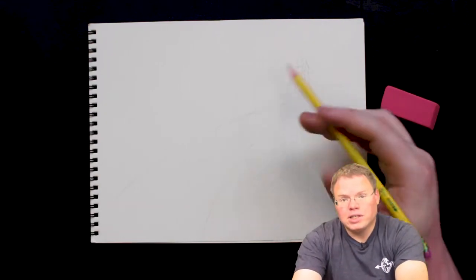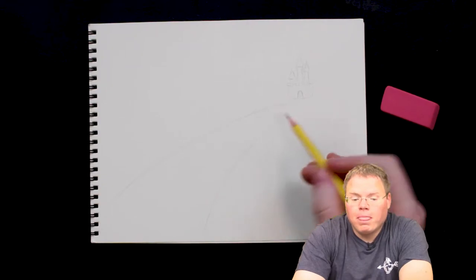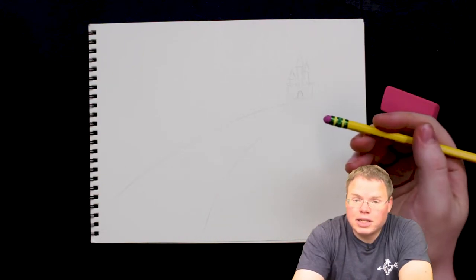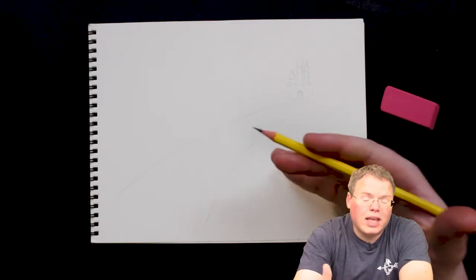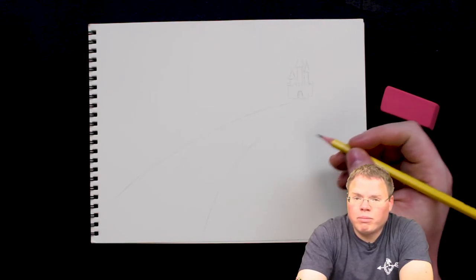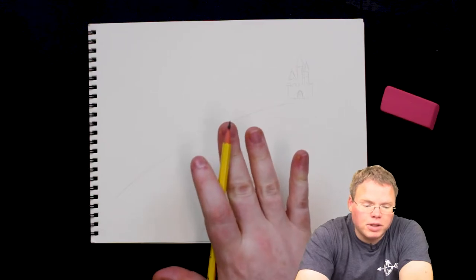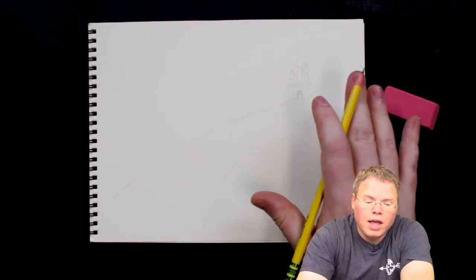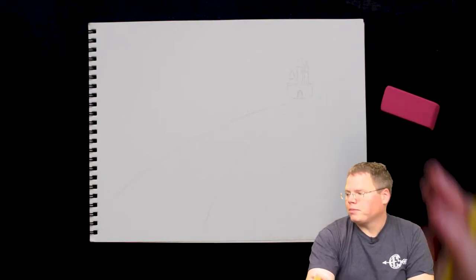Now, I should emphasize that I am sketching everything very lightly here. I know that I'm going to be making mistakes and needing to erase things, and I also know that I'm going to go over this with inks and colors later. So I don't want to push down too hard with my pencil, make anything too dark. I know I'm going to have some things that cover up parts of this path. I know I'm going to be changing things, so I don't want to push down too hard.